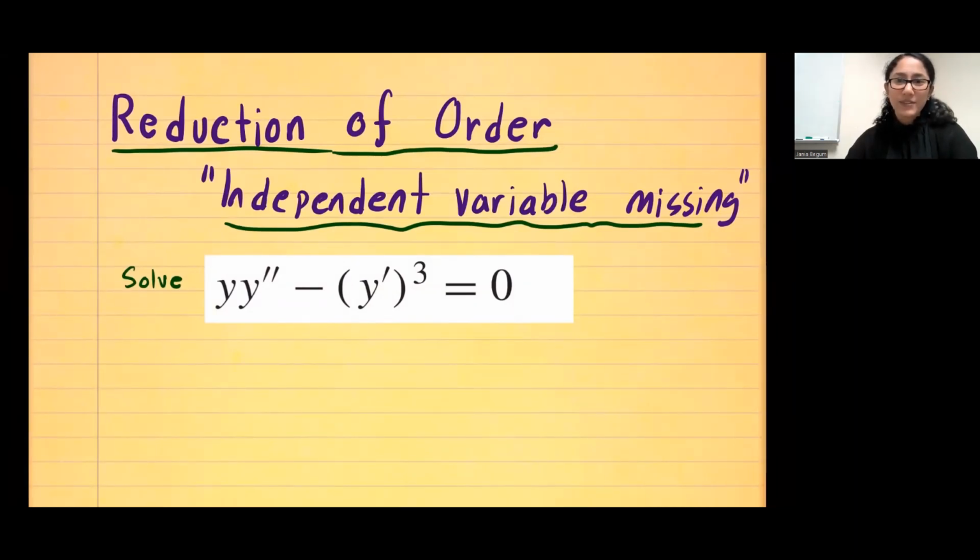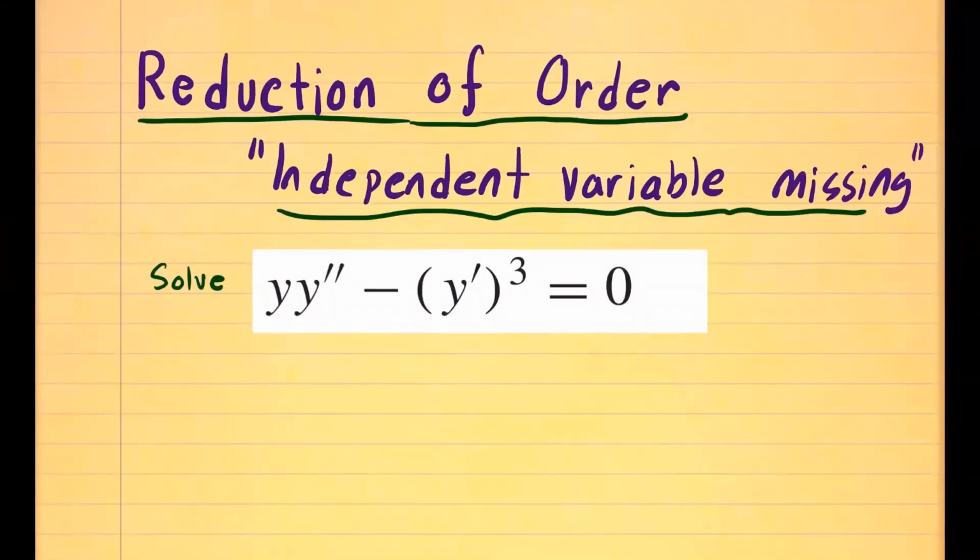In this video, I'm going to show you how to do reduction of order when the independent variable is missing. Let's go ahead and dive into this problem. Let's suppose t is our independent variable. You can use x if you like, but I'm going to go with t. No reason why. You can pick anything you like, really. So we have y times y double prime minus y prime cubed equal to 0.